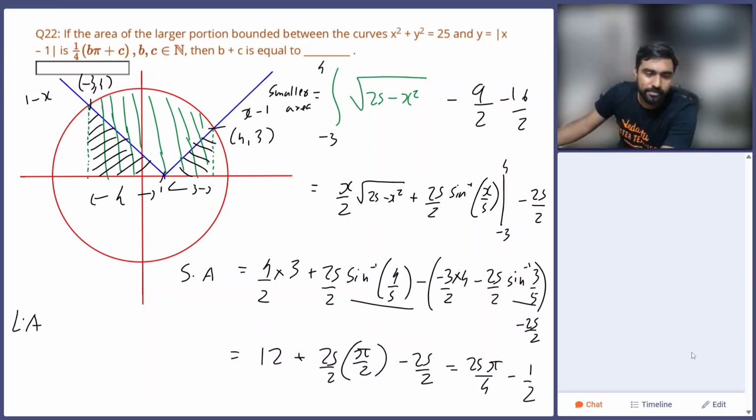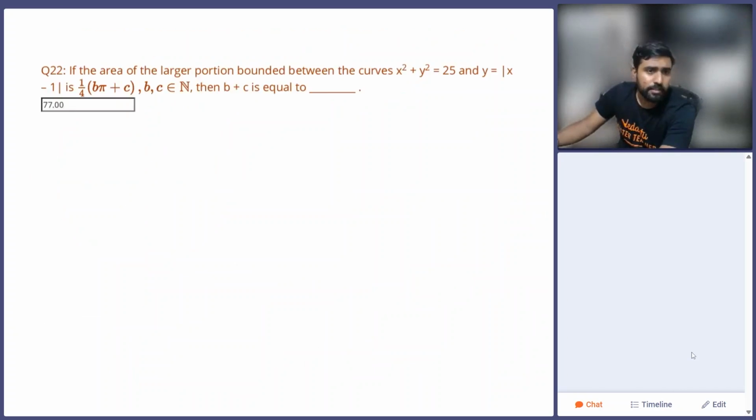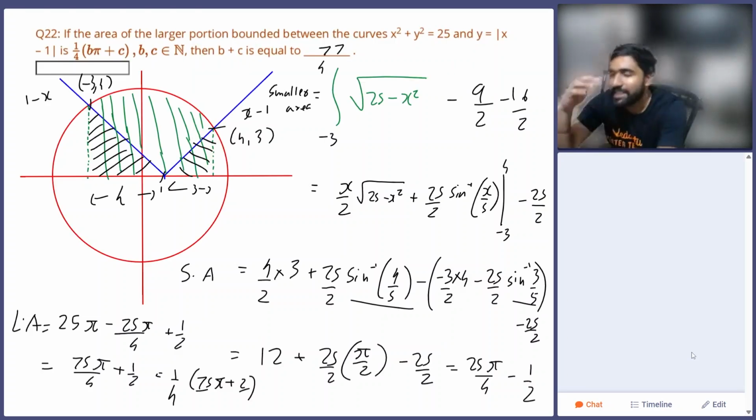What will be the larger area? The larger area, I can say, will be equal to the entire circle's area, which is pi r square. So that's 25 pi minus this smaller area. That's minus 25 by 4 plus 1 by 2. That's equal to 75 pi by 4 plus 1 by 2. I need to take 1 by 4 common. So if I take 1 by 4 common, I'll get 75 pi plus 2. So that means what we are looking for, this b plus c value should be 75 plus 2, 77. Is that the answer? Yes. 77 will be the answer for this question over here.